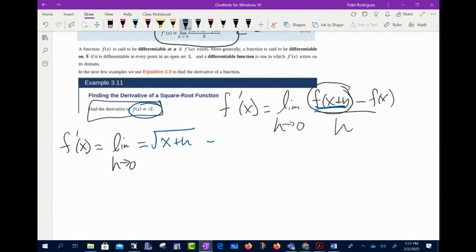That's all we did right here. Because f of x equals the square root of x, replace the x with an x plus h: the square root of x plus h, right? Minus f of x. Well, f of x is equal to the square root of x, all over h. Right?